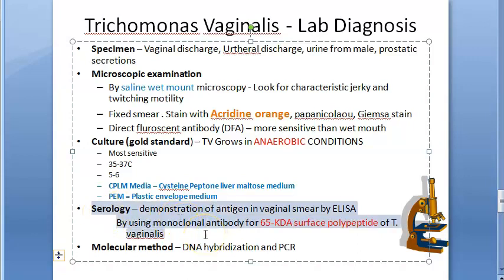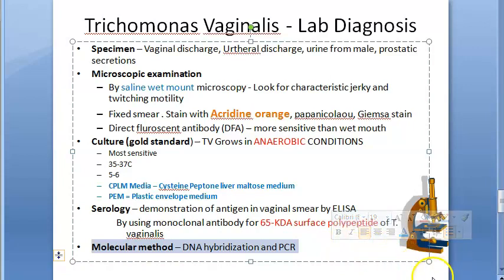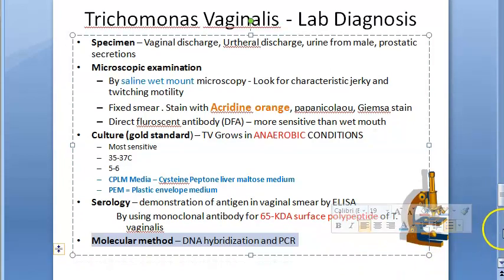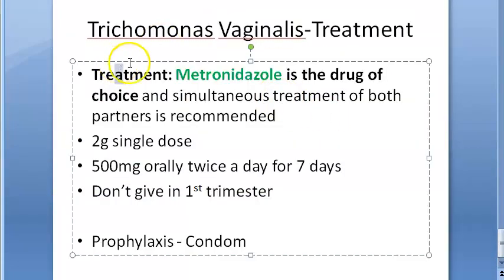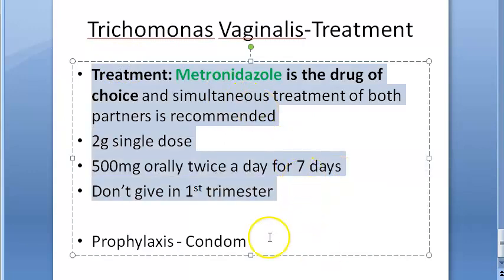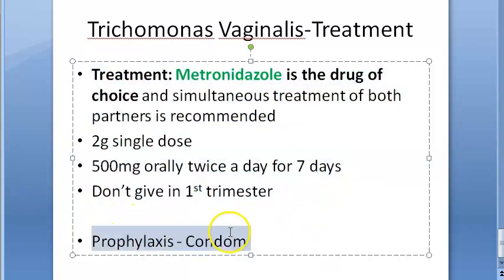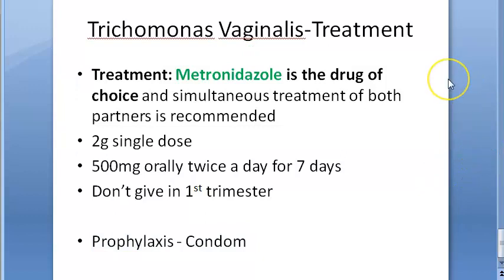Serology: you can demonstrate the antigen, that is the 65 kDa surface polypeptide of Trichomonas vaginalis, by ELISA. Molecular methods are DNA hybridization and PCR. Treatment: drug of choice is metronidazole, guys. Don't give it in the first trimester. Prophylaxis: barrier method, safe sex. Okay. That's all for now, guys.